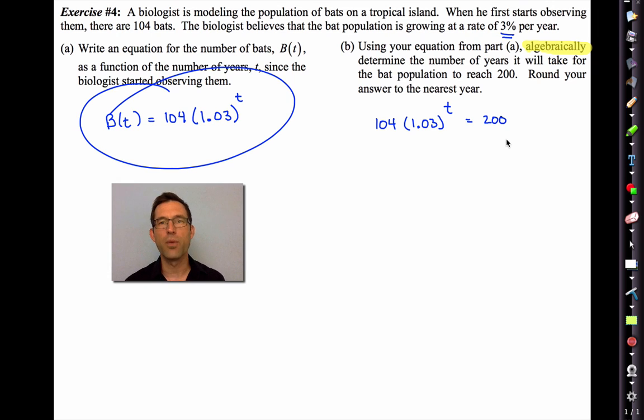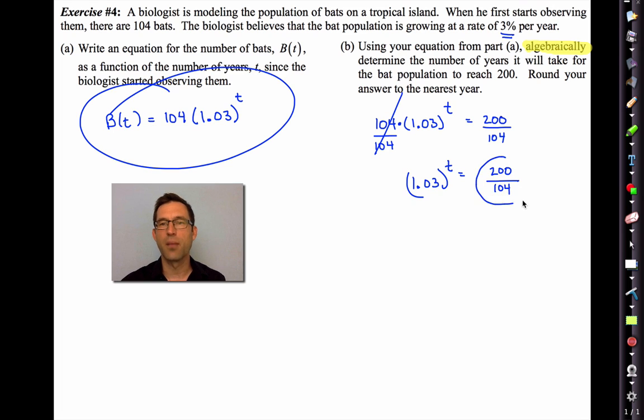Now, given that we keep taking the logarithm as our first step, it would be an understandable thing to just say, I'm going to take the log of both sides, pop that t out. But the problem is we've got this product here first. So the best thing to do, honestly, is to begin to solve this problem by dividing both sides by 104. Okay, so that we have 1.03 to the t equals 200 divided by 104.